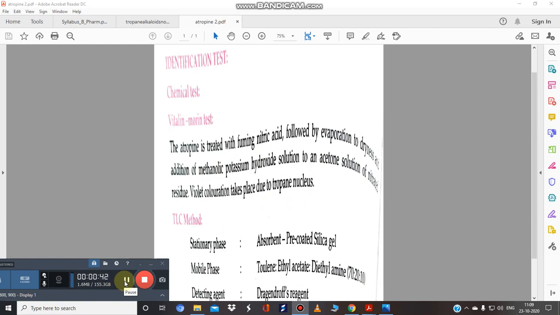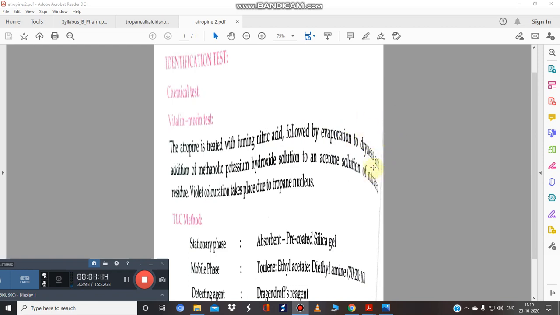So let's recall again. Atropine is treated with fuming nitric acid. First of all, atropine was taken and treated with nitric acid. Simple, right? It is fuming because whenever you open the bottle of nitric acid, fumes appear. That's why it is known as fuming nitric acid. This is followed by evaporation to dryness. So what is this step? You add nitric acid to the atropine and then dry your sample, evaporating it to dryness.